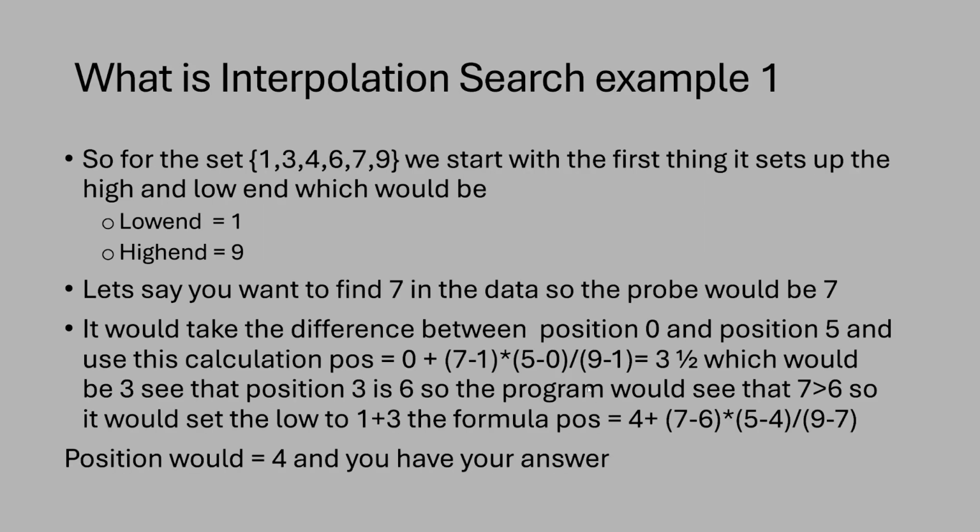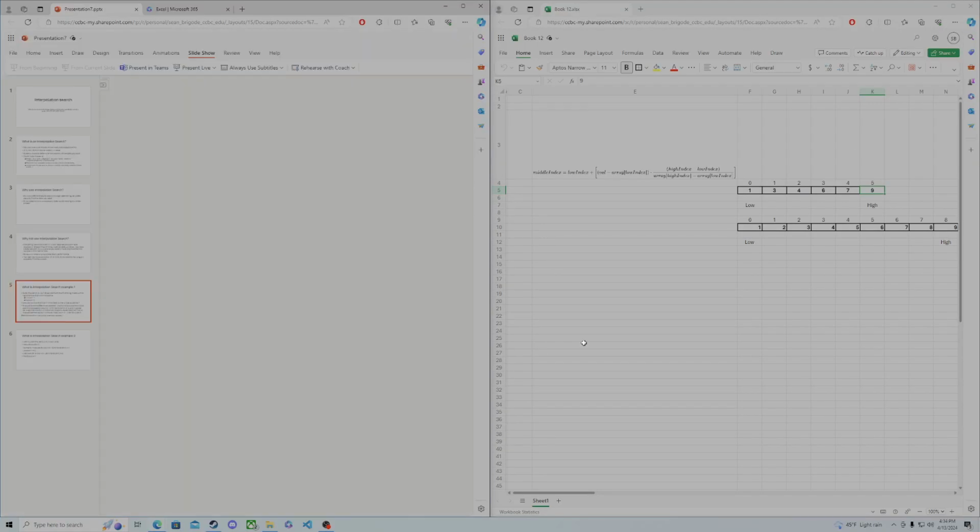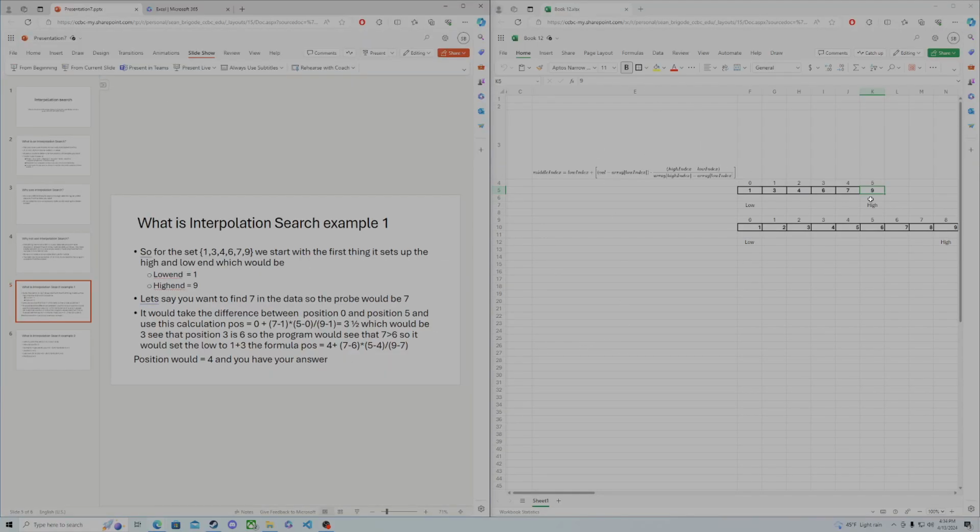Next slide. All right, for this, I have a little chart, and this is the formula we're going to be using. As you can see on the chart, it has this data set 1, 3, 4, 6, 7, 9. So the first thing it's going to do is find the low end and the high end, which is, the low end is 1 and the high end is 9. Those are the 2 data points that we're going to be using for part of the set of data. So let's say you want to find 7 in the data.